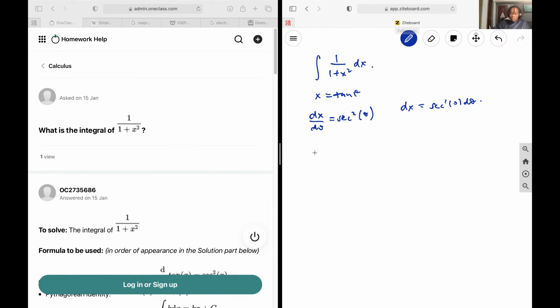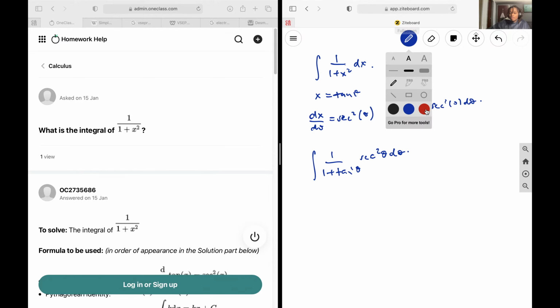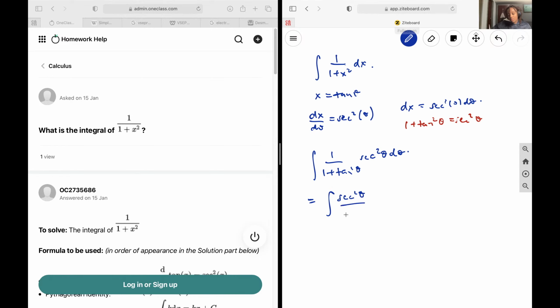And so we're just going to put that all back in, and we'll get the integral of 1 over 1 plus tan squared theta times secant squared theta d theta. We also have the additional identity of 1 plus tan squared theta is equal to secant squared theta. And so this will become the integral of secant squared theta over secant squared theta d theta, which is just the integral of d theta, which will give us theta.